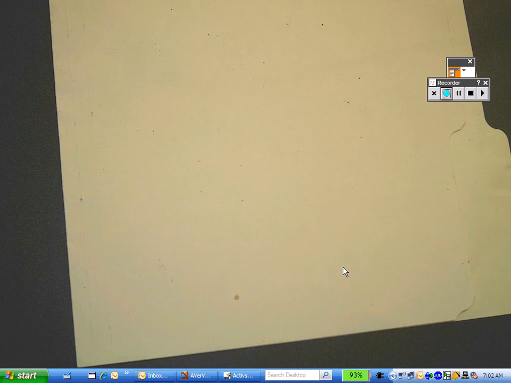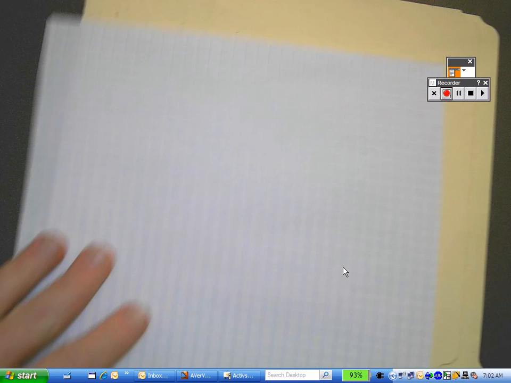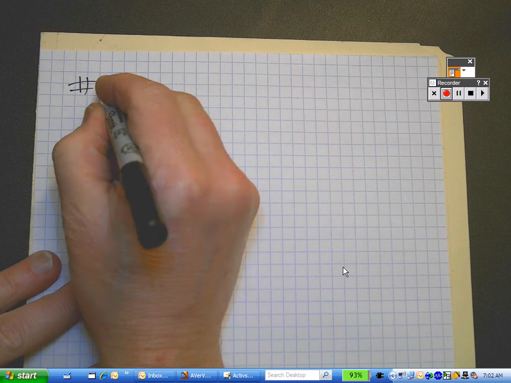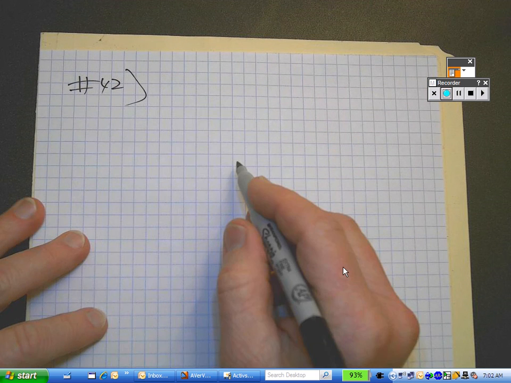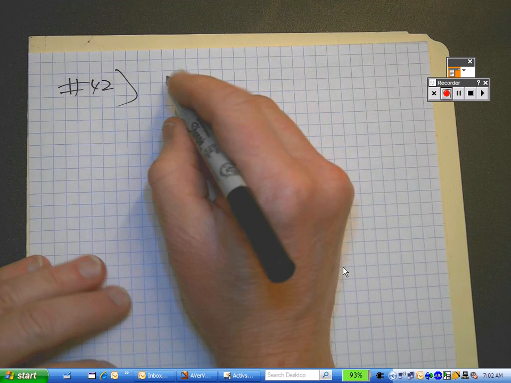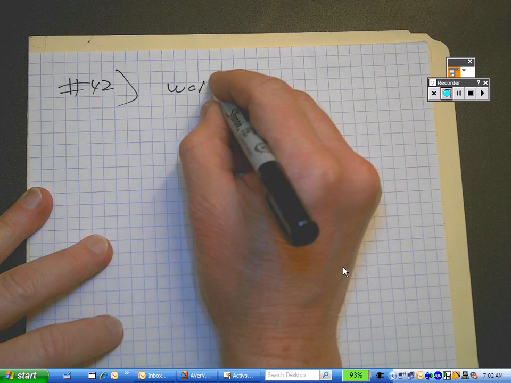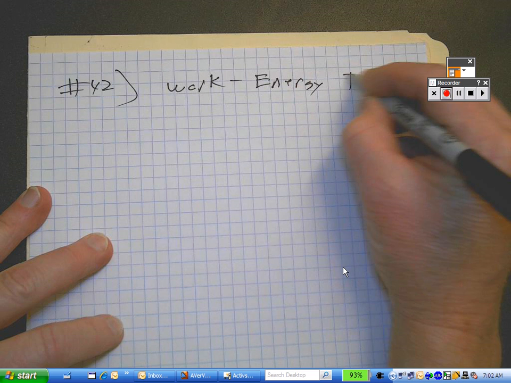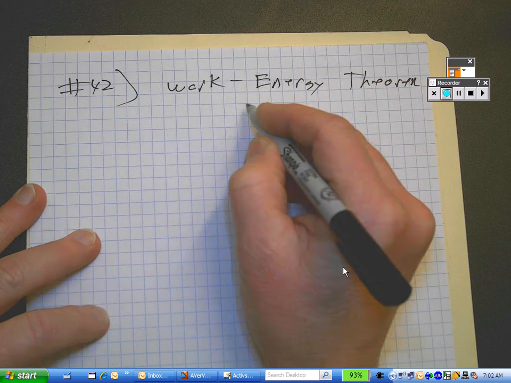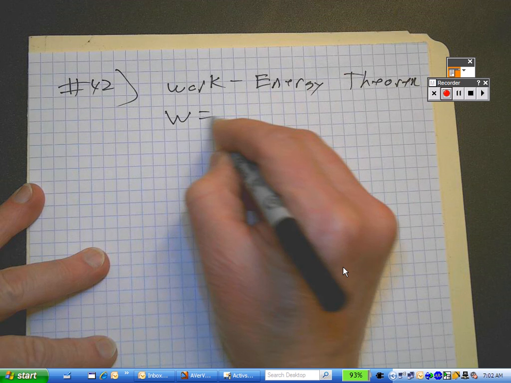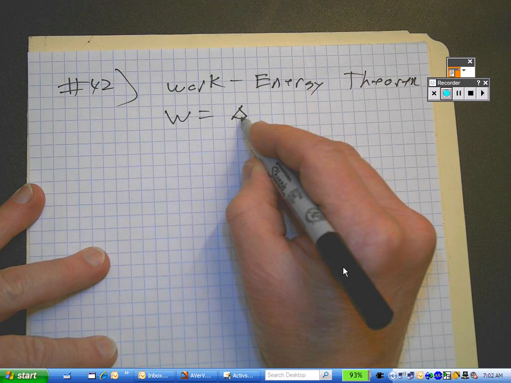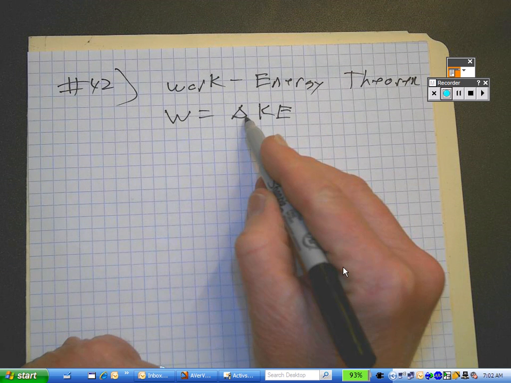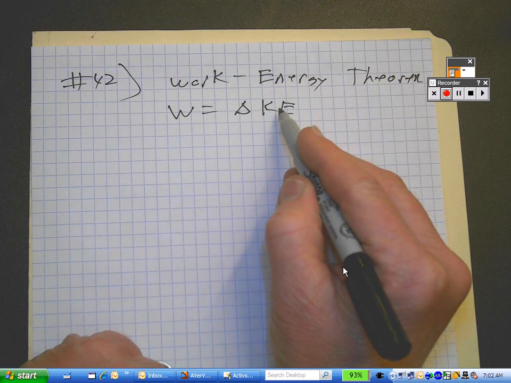Let's take a look now at number 42. So there is something that we talk about here in this section. It is called the work energy theorem. And the work energy theorem basically says that the work you do is equal to the change, that's what this means, of the kinetic energy. So when you do work on a baseball by pushing on it, that's the same as the kinetic energy that you give the baseball. So that's number 42.